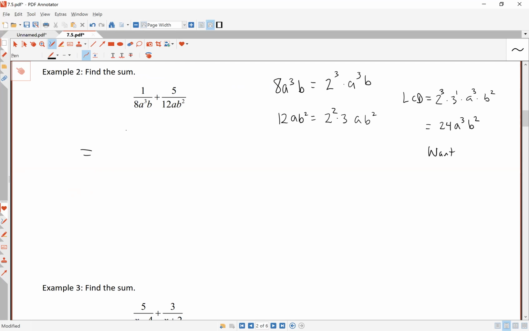And now we go over here and say, well, I have an 8a cubed b, and I want 24a cubed b squared. So I'm missing a 3 to get 24. I have the a cubed, and I want b squared, so I'm missing a b. So I put in the top and the bottom. That gives us 3b over 24a cubed b squared.